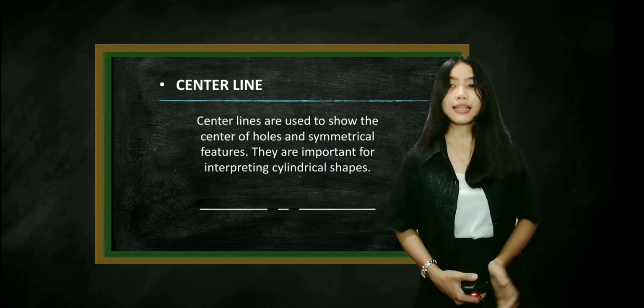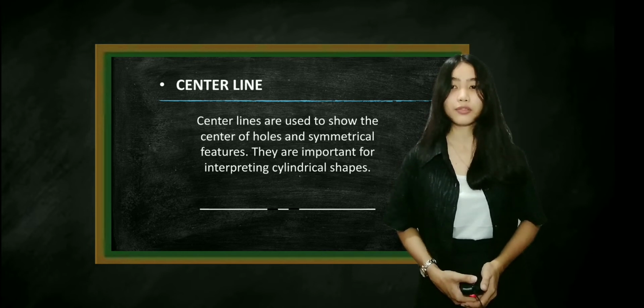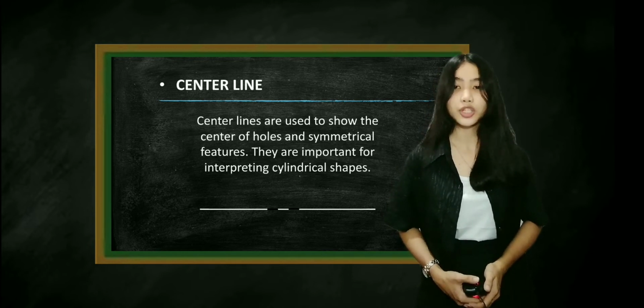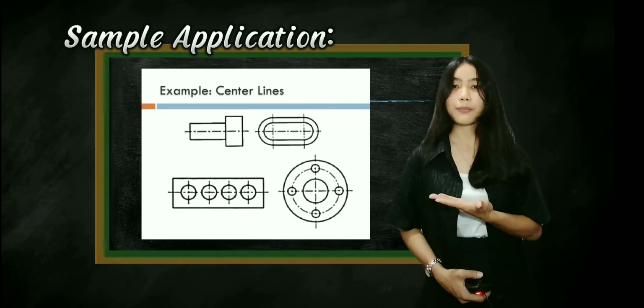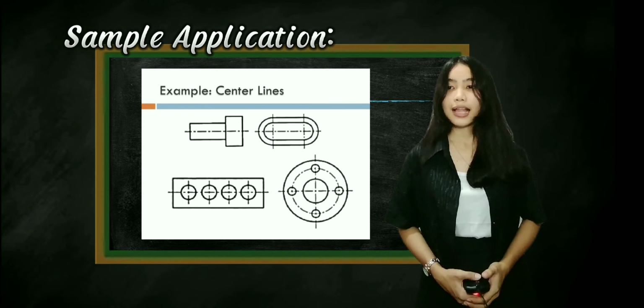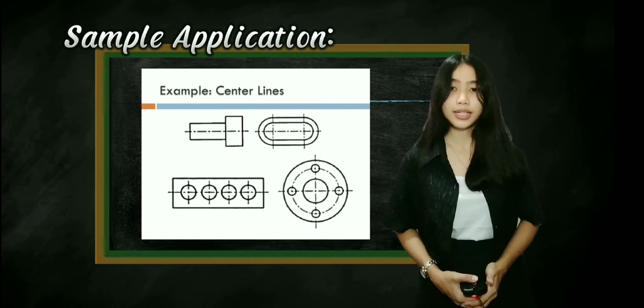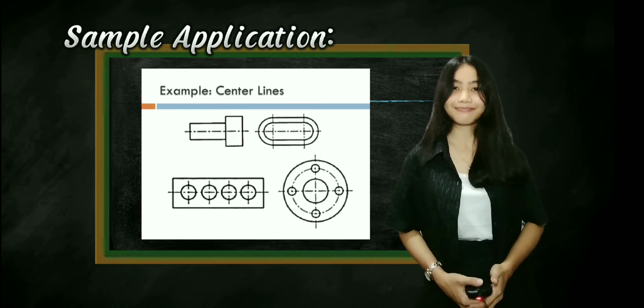Center line. Center lines are used to show the center of holes and symmetrical features, and they are also important for interpreting cylindrical shapes. Here is a sample application of center line. Center line is thin and dark. It has a long dash, short dash with thin line weight measuring 0.3 mm.